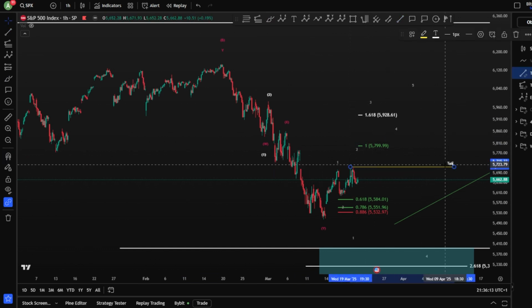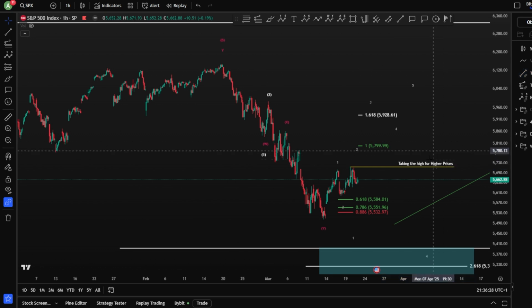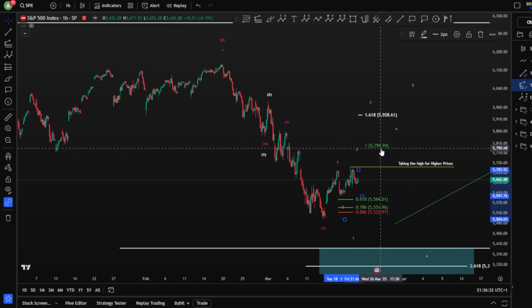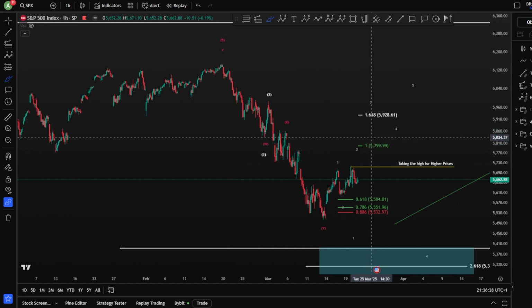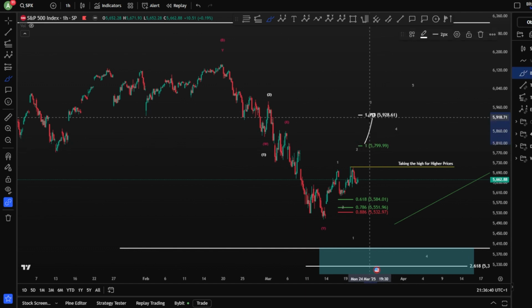Taking the high, let's say not confirmation even, for higher prices. Okay, let's say like this, for higher prices. Taking this wave 1 here is kind of like, okay, you have to re-estimate. If you move up, definitely this is the next target, and we're not just standing down here.